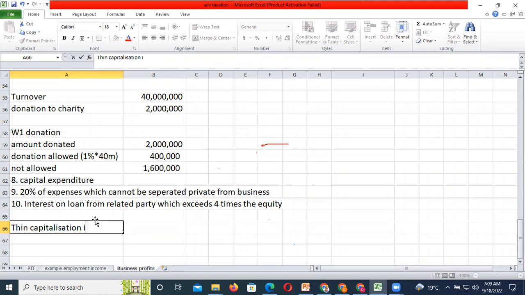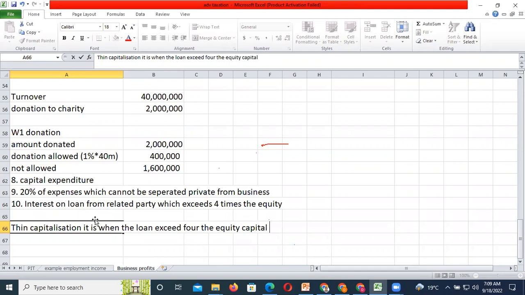Thin capitalization is when the loan exceeds 4 times the equity capital. So if the loan is exceeding 4 times the equity capital, you are having what is called a thin capitalization. And when you have a thin capitalization, that excess is not allowed.